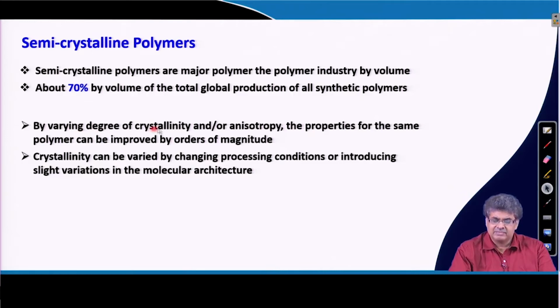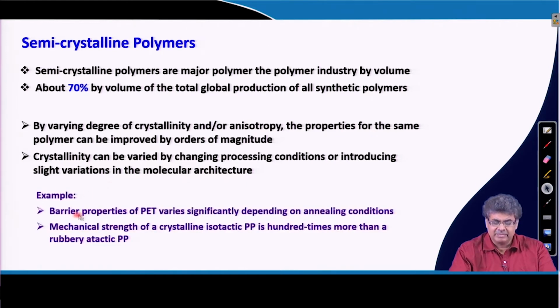By varying the degree of crystallinity and/or anisotropy, the properties of the same polymer, with the same chemical structure, can be improved by orders of magnitude by changing the microstructure or degree of crystallinity. Crystallinity can be varied by changing processing conditions or introducing slight variation in the molecular architecture.